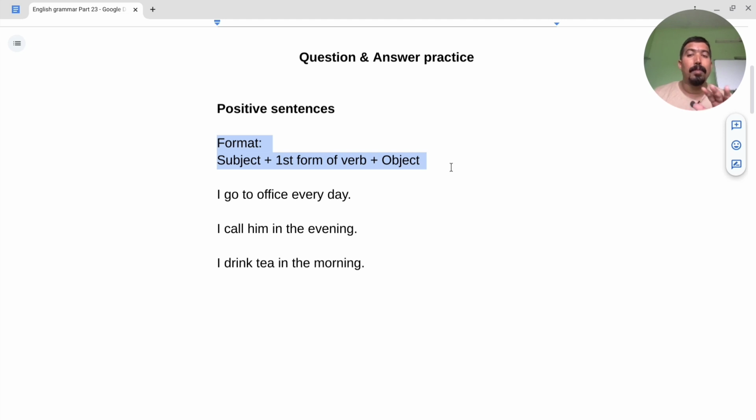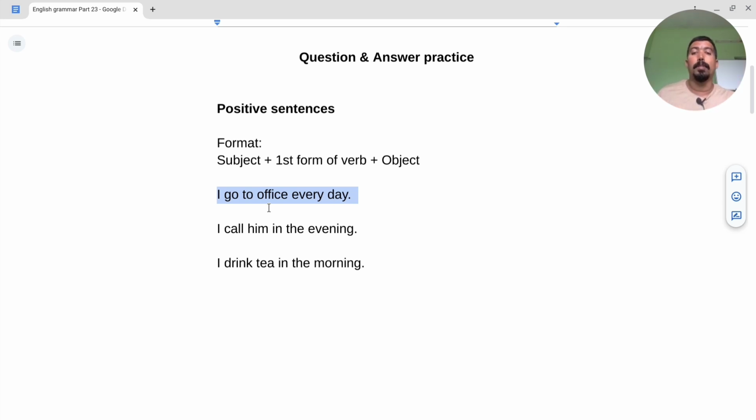So subject is always followed by the verb plus object. We will look into these examples here. Make sure when you frame an English sentence, the verb or the action part comes in the middle. You can look at these sentences to learn this format very easily, so that you don't need to learn the format as such. You can use these examples to learn the format.